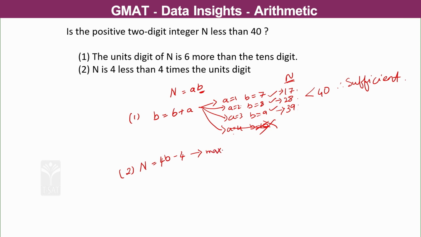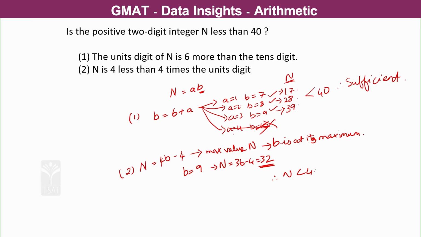Let us look at what the maximum value can be. The maximum value of N will be when B is at its maximum, and the maximum value B can take is 9. So, N will be 4 9s are 36 minus 4, that is equal to 32. This is the maximum value N can take, therefore, N is less than 40 definitely. Therefore, statement 2 is also sufficient on its own to answer the question whether N is less than 40. Therefore, the answer option becomes D, where each statement alone is enough to answer the question.